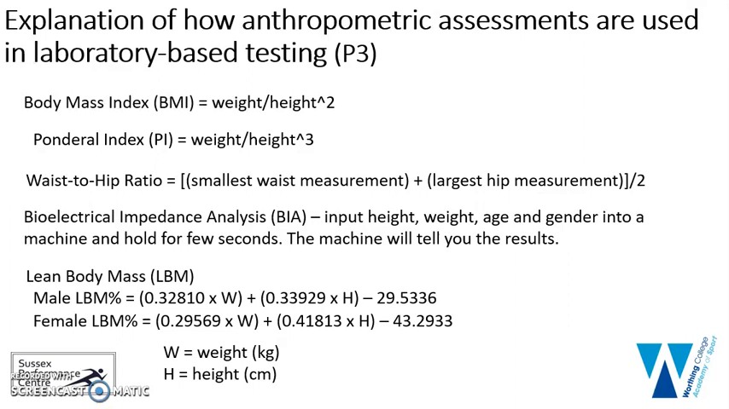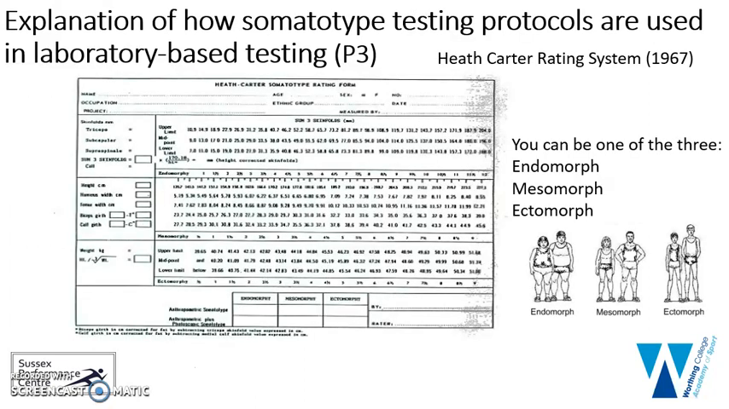Bioelectrical impedance analysis, or BIA, is input. You input height, weight, age, and gender into a machine, hold for a few seconds, and the machine will tell you the result. Those will include body density and body fat. Lean body mass. For males, there is a different calculation, and for females, there is a different calculation. You need weight and height to complete that.